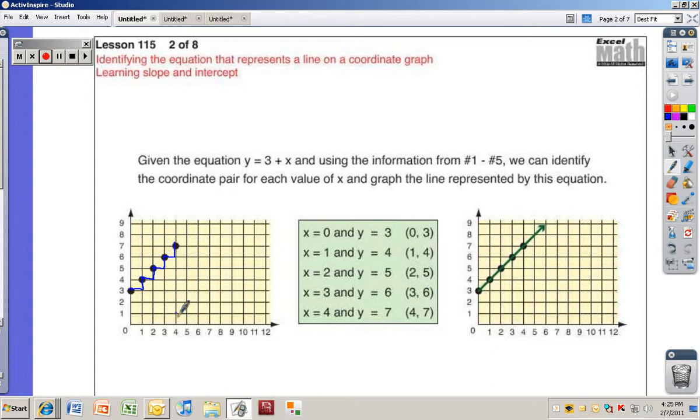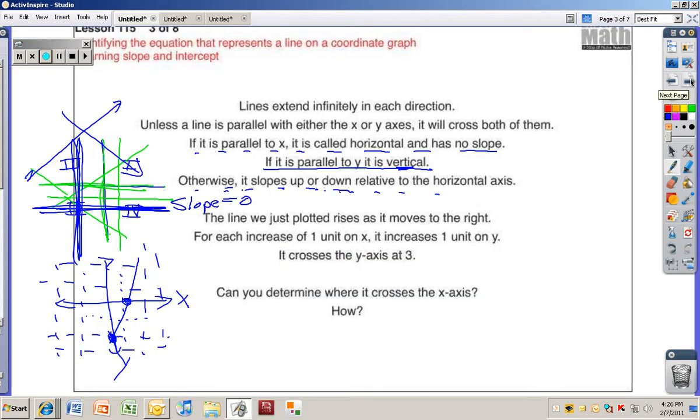Now you could have a line that goes like this. Just want you to understand the difference. That would be 1 for x and 2 for y to get to the next point. 1 for x, 2 for y to get to the next point. It doesn't necessarily have to be just like this. Okay? That's called the slope of the line.